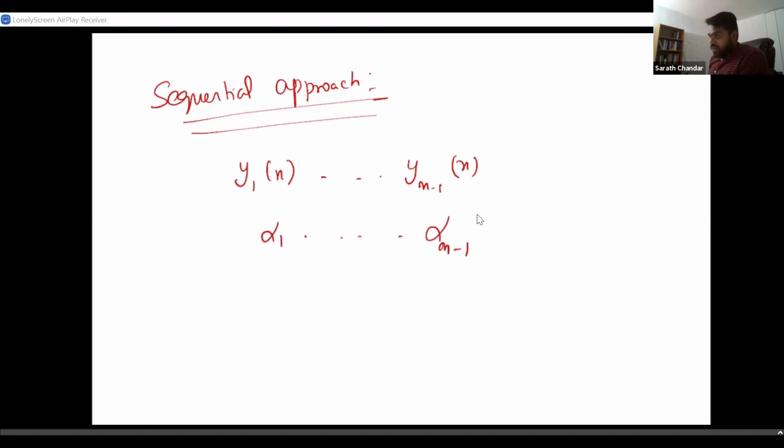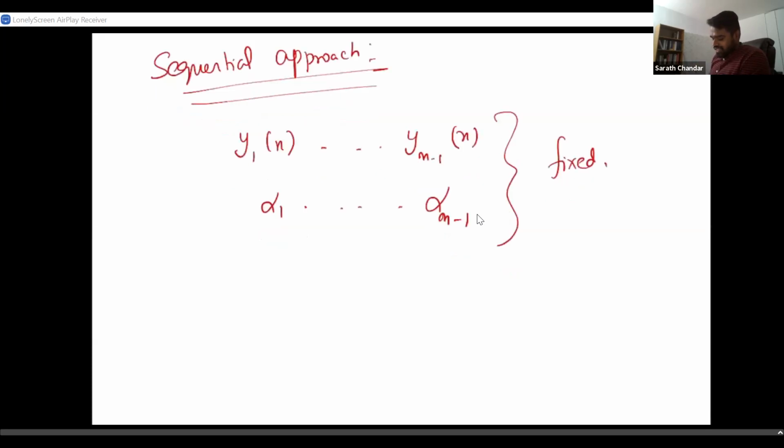Okay, now these are fixed. I have learned them and I have fixed them. So now I'm going to learn only the next classifier, which is ym of x and its corresponding coefficient alpha m. These are the only things we are going to learn.